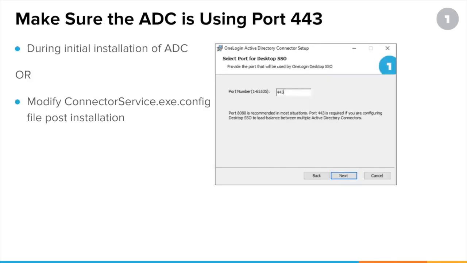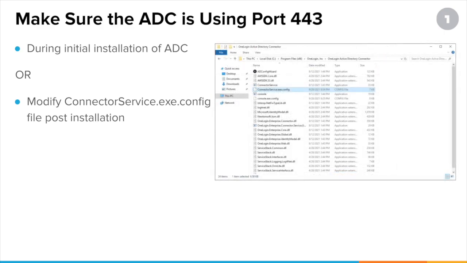Make sure the Active Directory connector knows it's supposed to be using 443. So we've added the cert to the endpoint. We need to make sure it knows to use the endpoint. So how do we do that? Again, we could have done that when we initially installed that Active Directory connector software by specifying 443 when it asked us which port do you want for desktop SSO. If we left it with the default value, which was 8080, we can go back in and make the change by modifying the connector service exe config file.